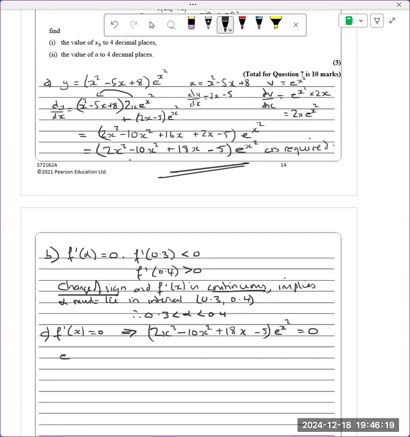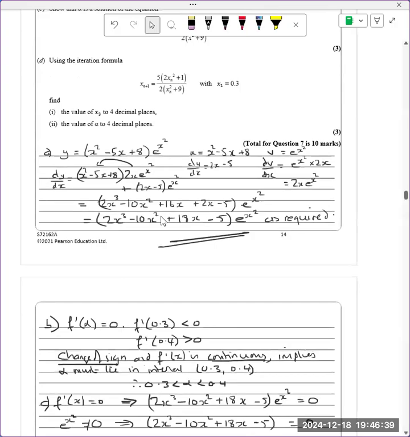Now, e to the x squared is never 0. So that implies that it's just the cubic, plus 18x minus 5 equals 0. Now, we have to try and rearrange that into this formula, and some people had some trouble with that.